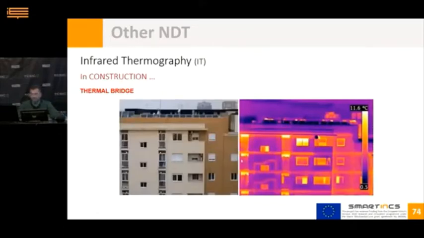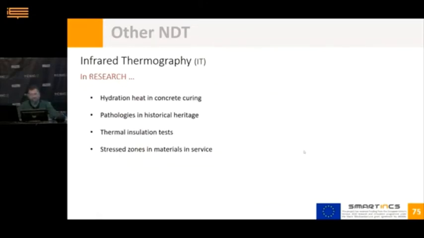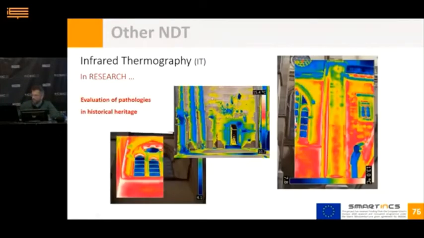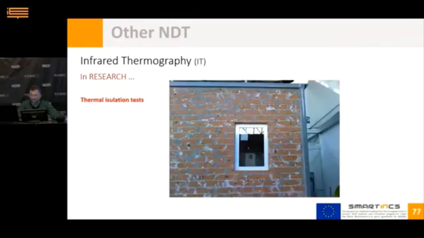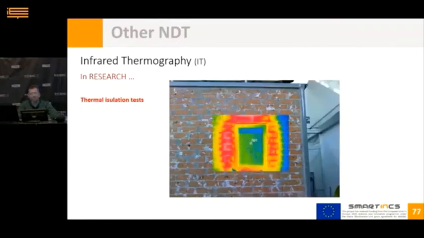So thermography is also of great interest in research. It is used to analyze, for example, the hydration heat during concrete curing, also to evaluate historical heritage, and also in thermal efficiency tests of enclosures, and many more that we cannot go into here. At least, I hope that the usefulness of these complementary techniques has been made clear.